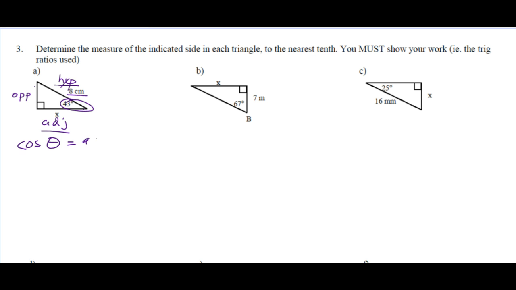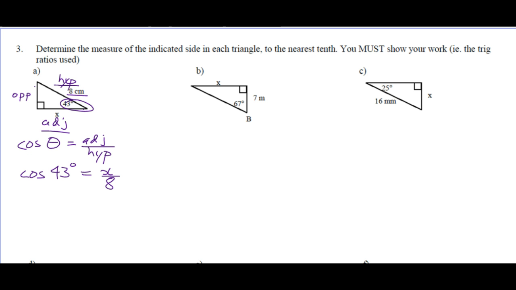Cosine. So let's put down a formula. The cos of theta is adjacent over hypotenuse. The cosine of 43 degrees, so we're substituting in, right, is equal to x over 8. Now, how do we isolate the x? So what's happening to the x? It's being divided by 8, so how do we undivide? So we're going to multiply both sides by 8, right?